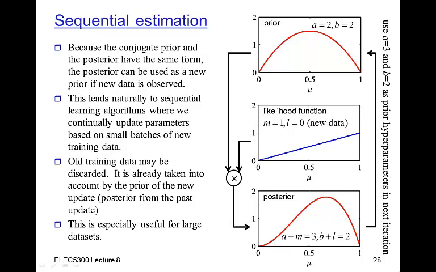Finally, I'd like to point out one nice thing about the use of the conjugate prior, and that is the fact that it allows us to do sequential estimation. So if you remember when we looked at maximum likelihood, the maximum likelihood estimate is m divided by m plus l.